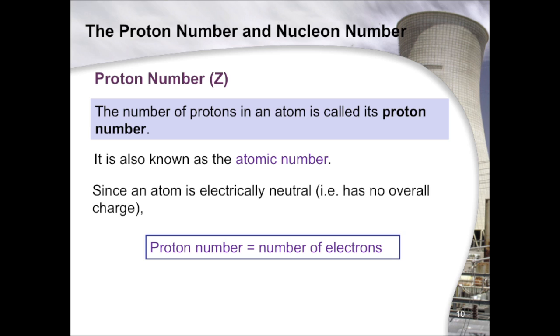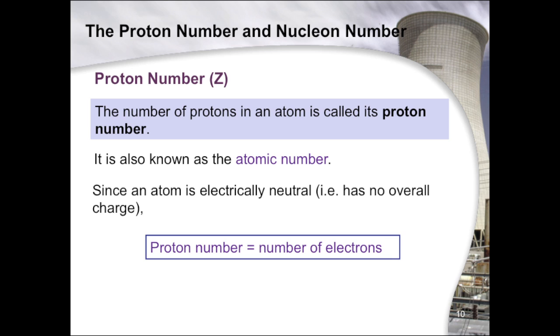Before you can find the number of each of the subatomic particles, let's understand the term proton number. The value of this number tells us the number of protons in an atom. It is also known as the atomic number and is given the symbol of capital Z.